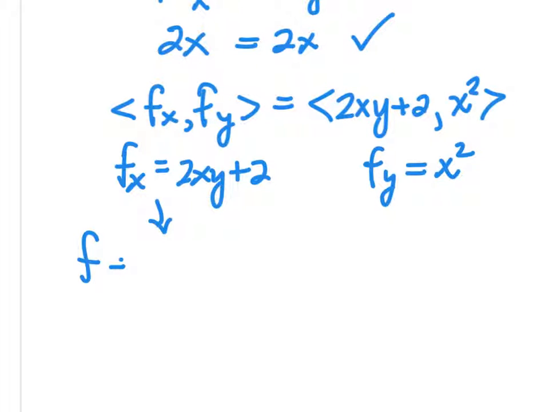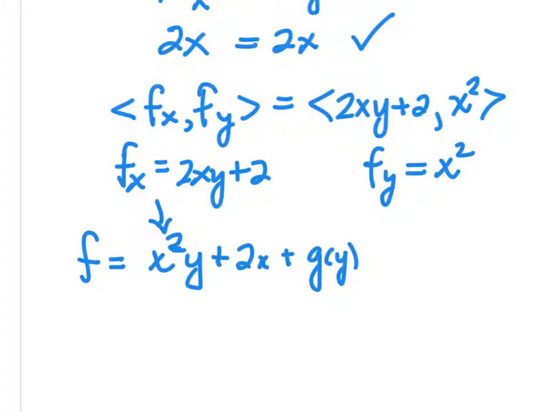What we get is x squared times y plus 2x plus some function of y. Let's call it g of y. If we take the second equation and integrate with respect to y, we get f of x, y equals x squared y plus some function of x. Let's call that h of x.